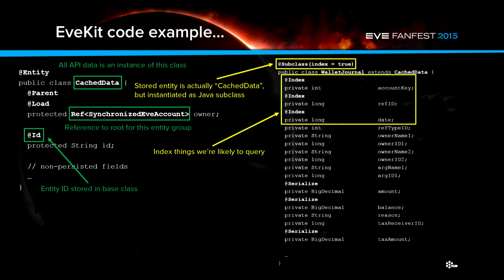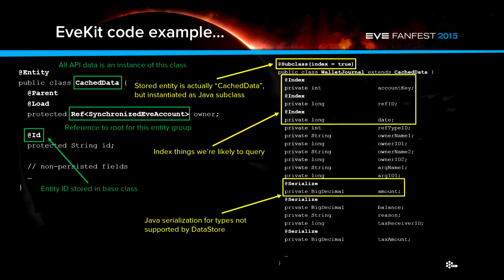We define a bunch of indexes on things we're interested in, so the account key, and this is a wallet, right? So you want to look at date a lot and so on. And then one interesting thing you can do here is if you want to store a type that isn't supported by the data store, like BigDecimal, for example, then you can just serialize it and store it that way. So for wallets, I chose to use fixed point representation rather than floating point, so I guess I'm really anal that way. And I can still store it in the data store because I can serialize it here. So that's what the code looks like.